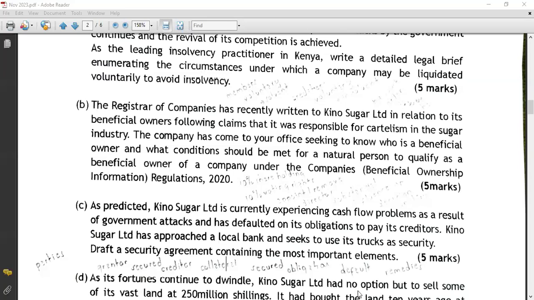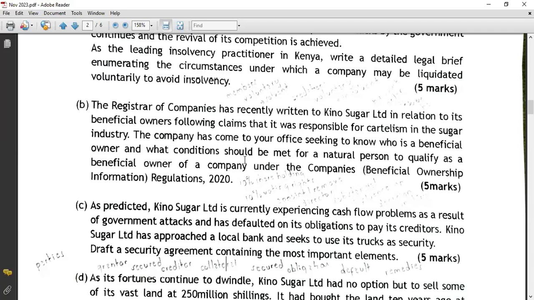This question on beneficial ownership was asked in March. It was asked in another way, asking on the process of discussing beneficial ownership.